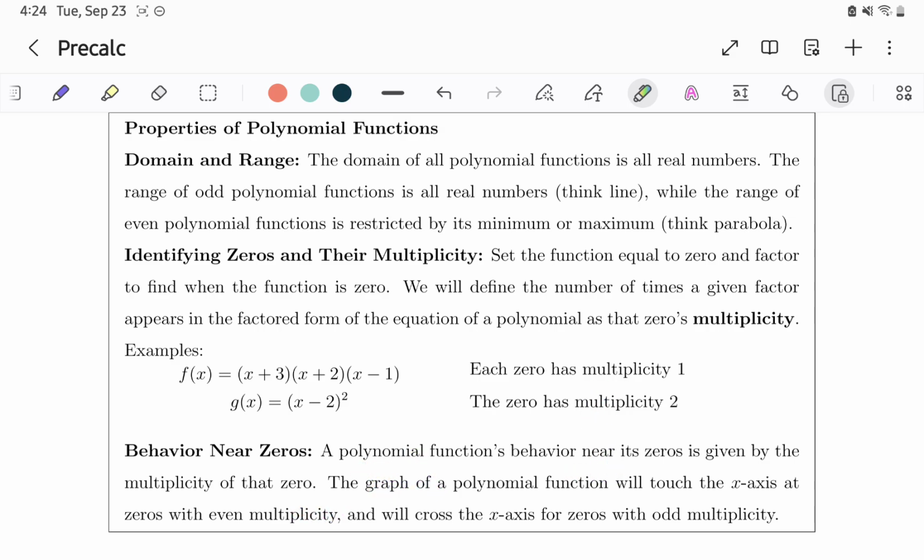The only difference is that in the case of a zero with even multiplicity, it won't actually cross over to the other side of the x-axis. It's just going to intersect and then bounce back in the other direction. Whereas if we have a zero of odd multiplicity, we will see the graph of our polynomial function intersect the x-axis at that zero, but then it'll cross to the other side of the x-axis.